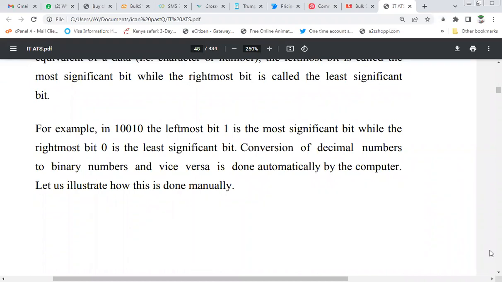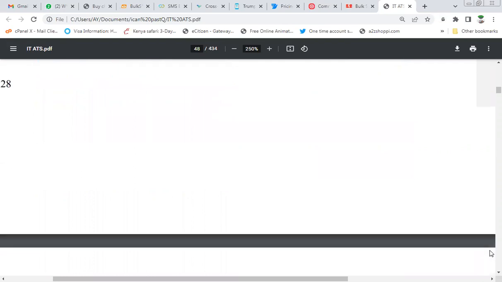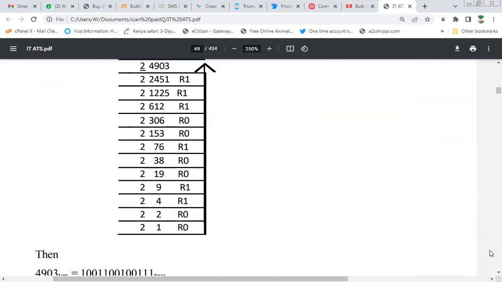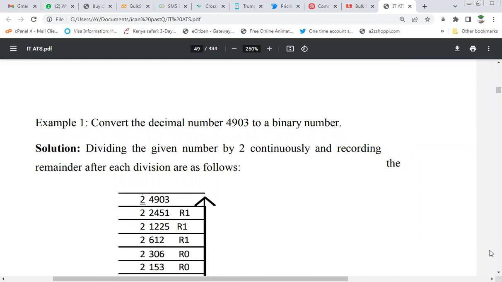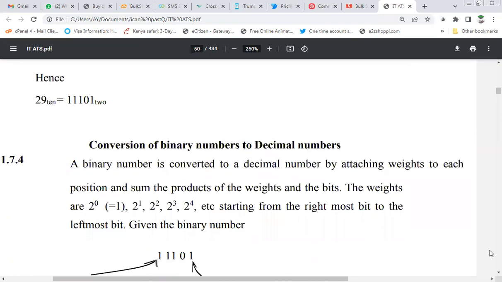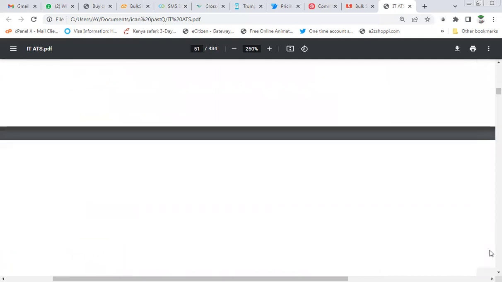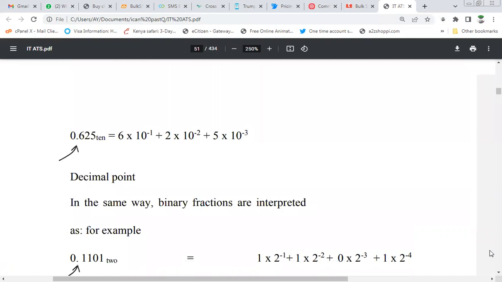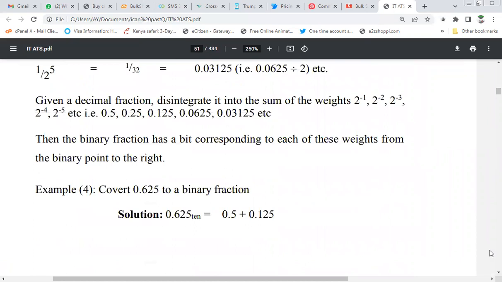Conversion of decimal numbers to binary numbers and vice versa is done automatically by the computer. So you see an illustration. We won't be able to go through that. I will need to create a separate tutorial on how to calculate binary numbers or do binary operations. So with that, I will stop there and watch out for my next lecture, so that I will treat the binary operation in a separate video for all our understanding.